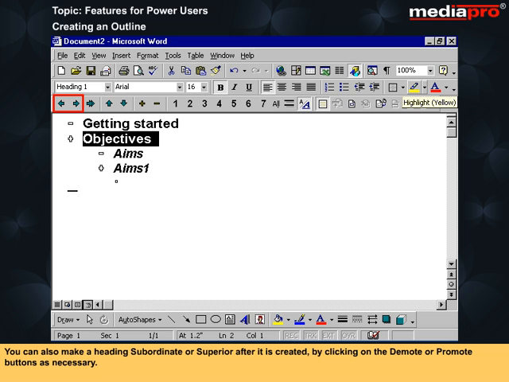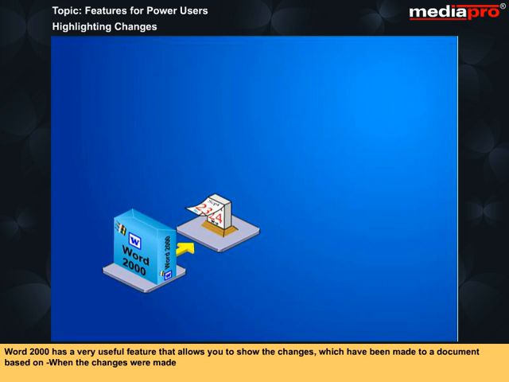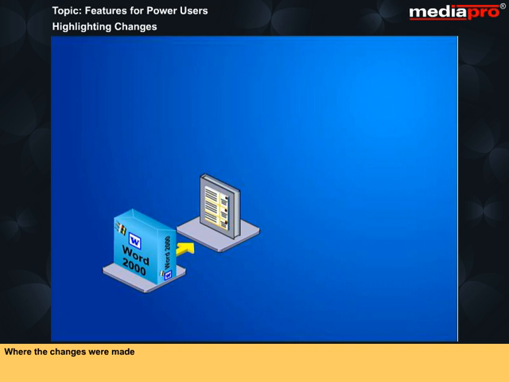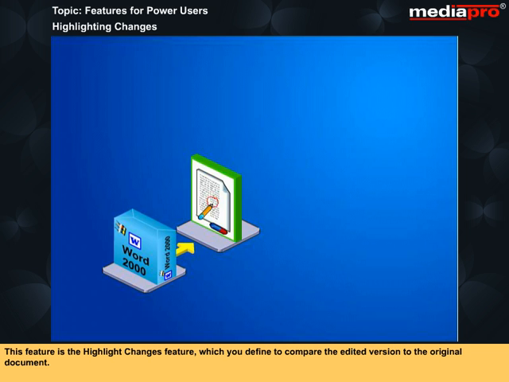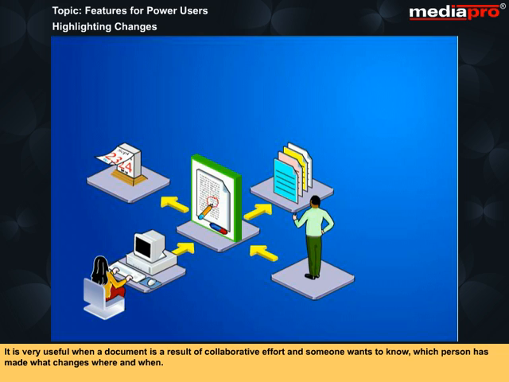Word 2000 has a very useful feature that allows you to show the changes which have been made to a document based on when the changes were made, where the changes were made, by whom, and what the change was. This feature is the Highlight Changes feature, which you define to compare the edited version to the original document. It is very useful when a document is a result of collaborative effort and someone wants to know which person has made what changes where and when.